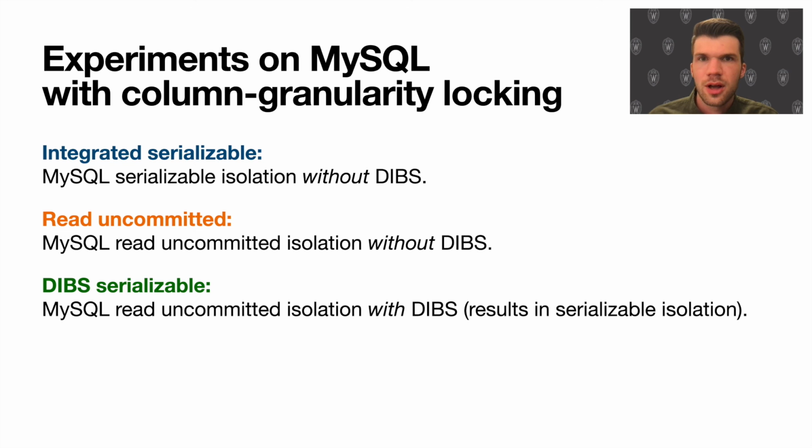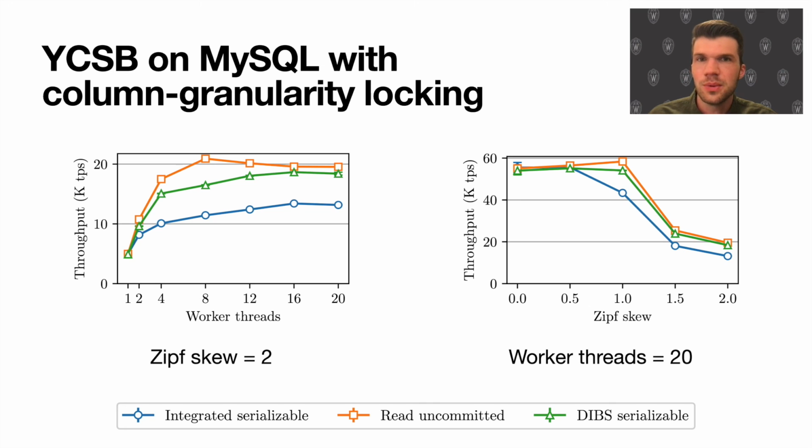We evaluate column granularity locking in MySQL with 3 configurations. Integrated serializable, which is just MySQL serializable without Dibs, read uncommitted, which is MySQL read uncommitted without Dibs, and Dibs serializable, which is MySQL set to read uncommitted but with Dibs, resulting in serializable isolation. For YCSB and MySQL, we observe that column granularity locking provides a 1.4x improvement over serializable under high contention and comes close to the performance of read uncommitted.